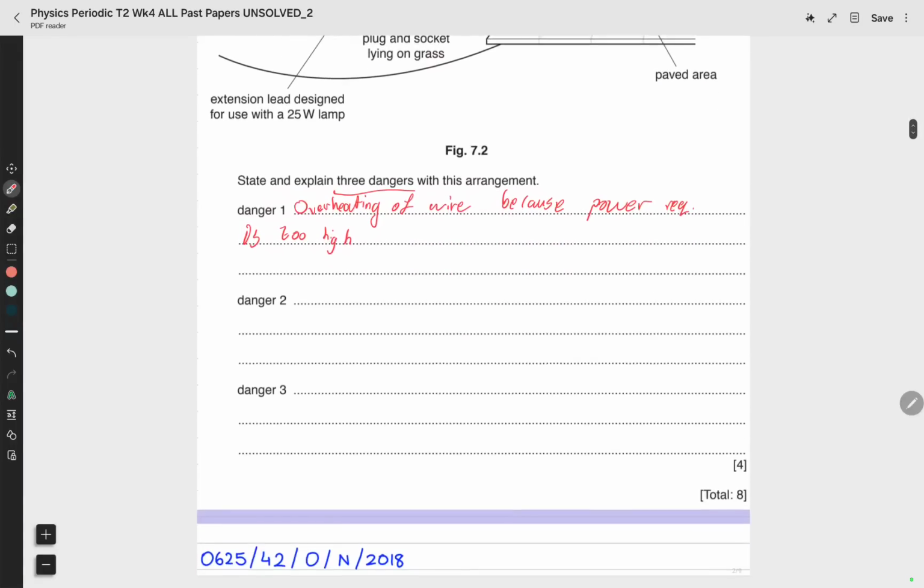The second danger, obviously, electrocution, or you could say short circuiting. So electrocution, most people know what electrocution is. Short circuit is a word not many people understand. Short circuit basically means the electricity turns off. Electrocution because wire is cut or insulator is cut, right? And we could say electrocution from the water or wet grass, right? Wet grass. So this is easy and it gets you an easy 4 marks.